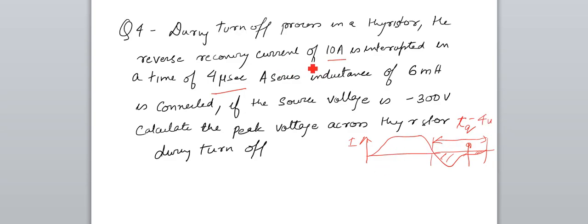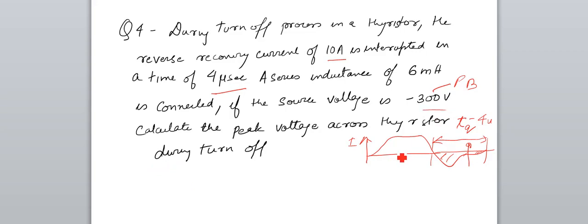And it is interrupting 10 ampere of current, and there is an inductance of 6 millihenry connected to the source voltage. So definitely during this time the SCR must be reverse biased, only then will it turn off. Okay, so only in the reverse bias condition will it turn off.